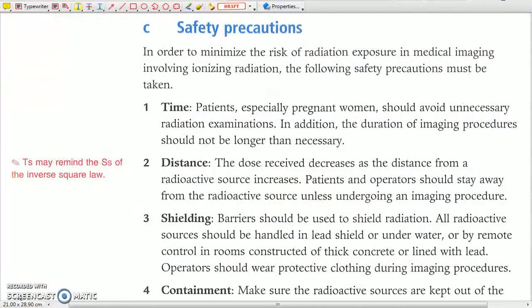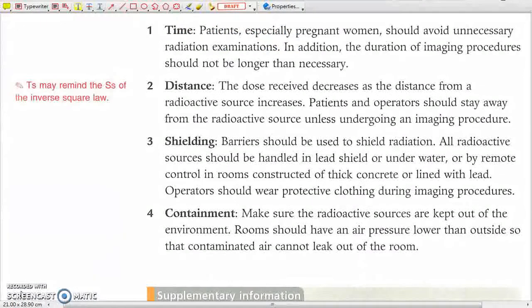C. Safety precautions. To minimize the risk of radiation exposure in medical imaging, the following are the main concerns. First, pregnant women should avoid unnecessary radiation examination, which also explains why ultrasound scanning is used to examine a fetus, even though its resolution is not high. And in those cases where clear images are necessary, an endoscope is used. In addition, the time of exposure should be kept to a minimum.